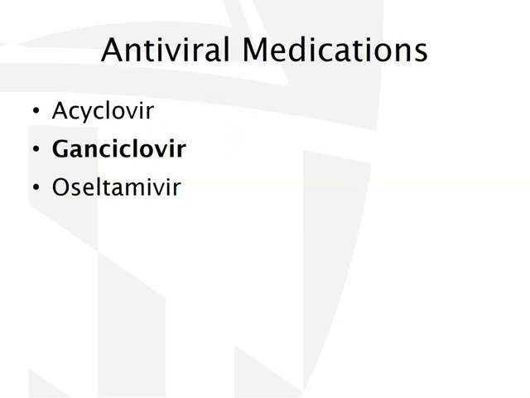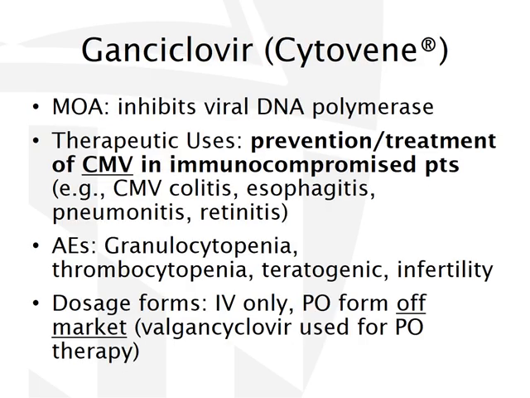Okay, so let's move on to ganciclovir. This drug is used to treat CMV infections. It's also used for prophylaxis against CMV infections. So ganciclovir is a synthetic antiviral agent. It has activity against all of the herpes viruses, so it actually is active against herpes, against VZV, as well as CMV. However, we only use it for CMV.